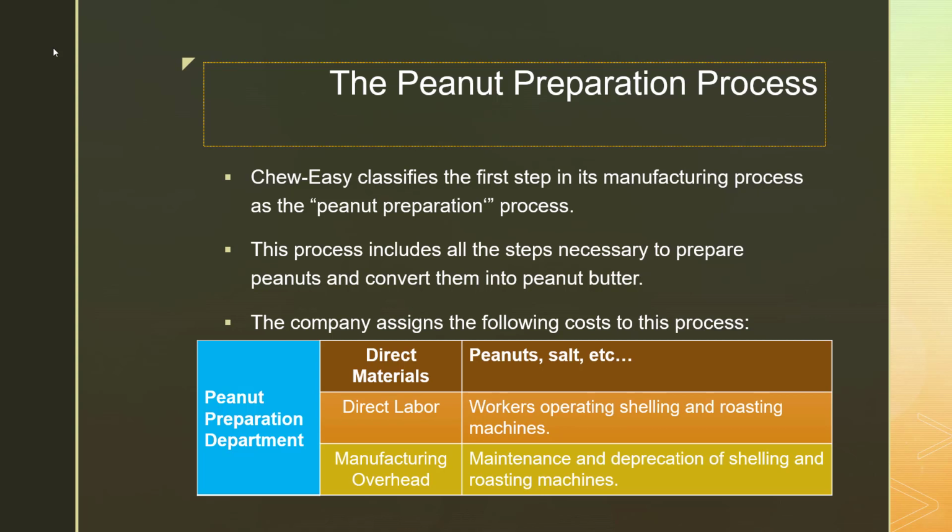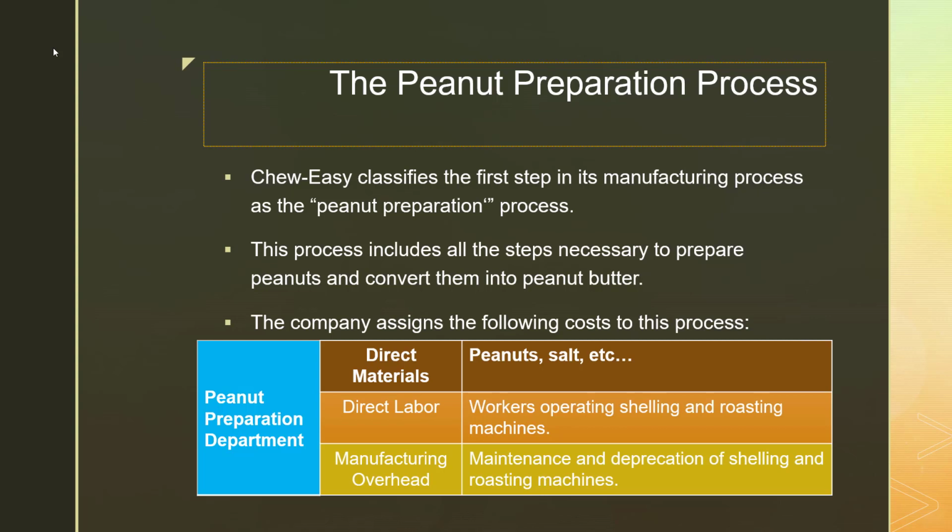You need to go through and you need to shell, roast, salt, etc. those peanuts so that they're ready to be shipped off into another department where they're going to convert those now prepared peanuts into finished peanut butter. So the first department, the first phase in Chew Easy's peanut butter production process is the peanut preparation department.